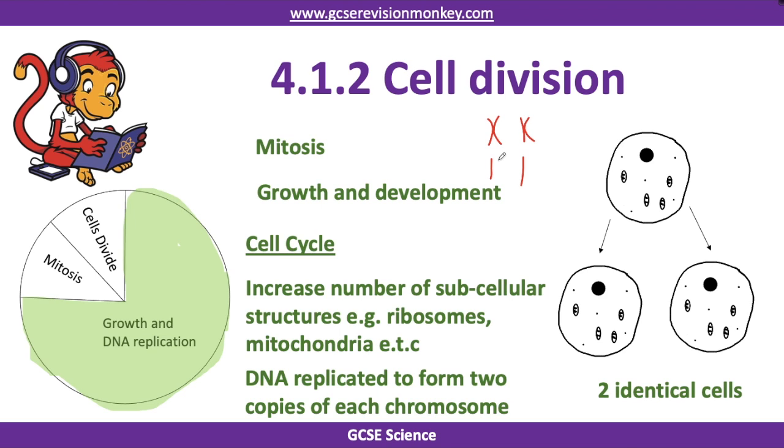So each arm is identical, there's the same genes in each one, we're just replicating the DNA. And then that will be ready for mitosis. So every single pair from pair 1 all the way down to pair 23, the DNA would be replicated to form 2 copies of each chromosome.